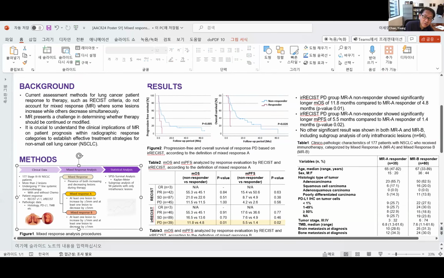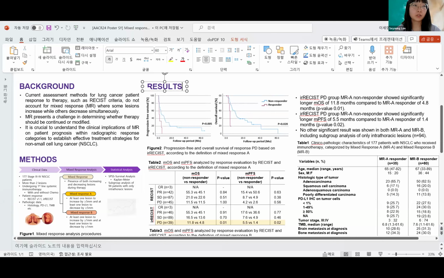So who are non-responders? Non-responders are patients, according to mixed response A, who started with more than 2 lesions, but did not have 5 millimeters of increase and 5 millimeters of decrease at the same time. So those are the non-responders.